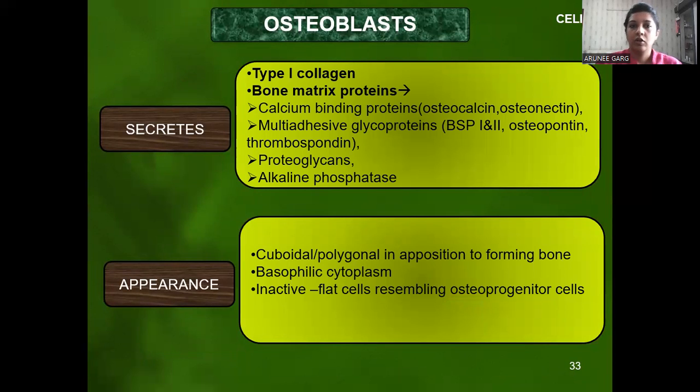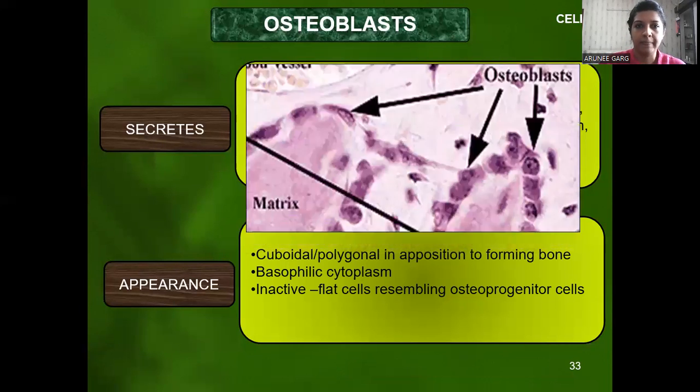Osteoblast. Osteoblast secretes type 1 collagen and the bone matrix proteins, that is the calcium binding proteins, multiadhesive glycoproteins, proteoglycans, and alkaline phosphatase. These help in the formation of bone. So the appearance is they are cuboidal in shape or polygonal, in apposition to forming bone, they are found close to the bone formation. They have basophilic cytoplasm. And when inactive, they are seen as flat cells resembling the osteoprogenitor cells.